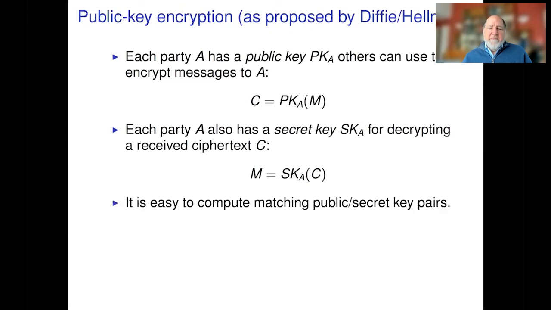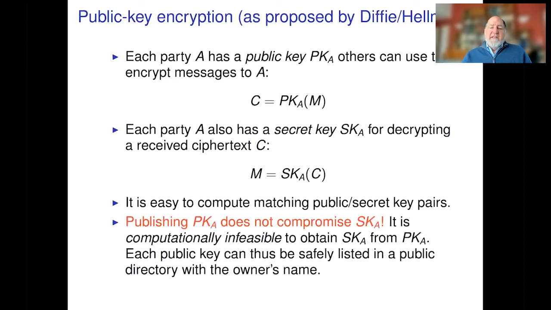And the interesting thing is that, first of all, it's easy to compute matching public key, secret key pairs, but it's also the fact that publishing the public key does not compromise the secret key. I can tell you what my public key is, and you can encrypt messages to me, but that doesn't allow you to decrypt messages that have been encrypted by somebody else to be sent to me. So that's the requirement that Diffie and Hellman proposed.